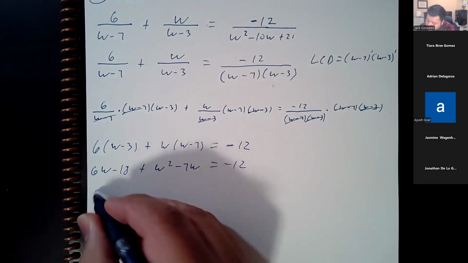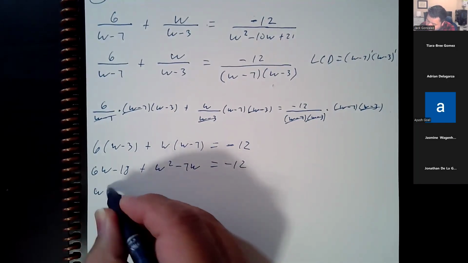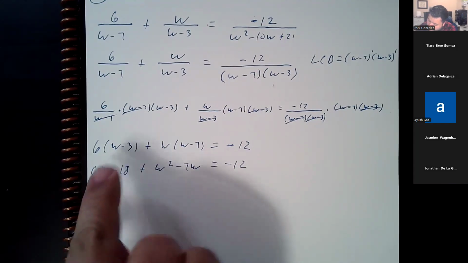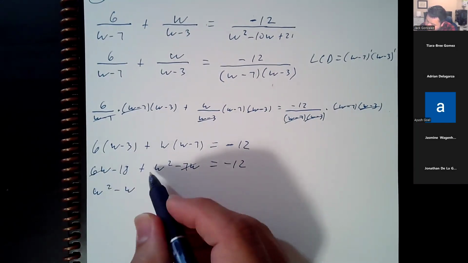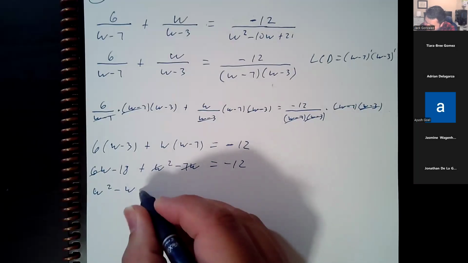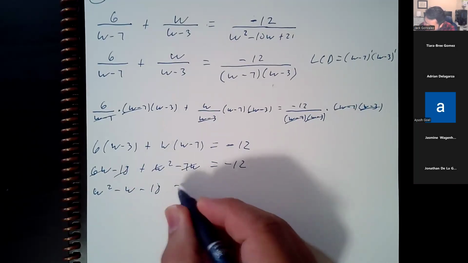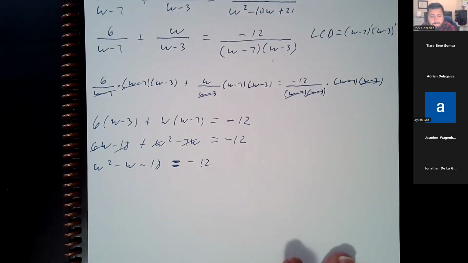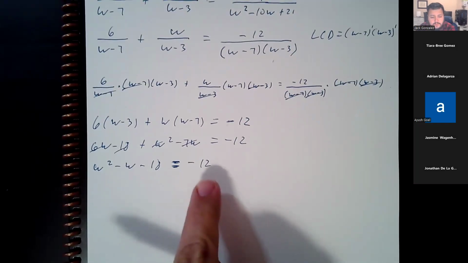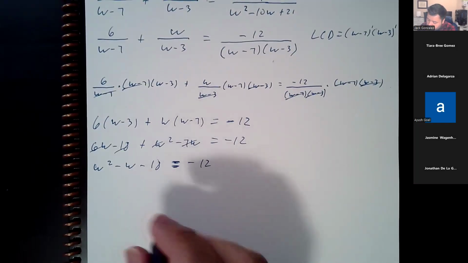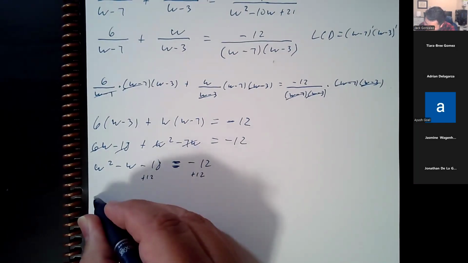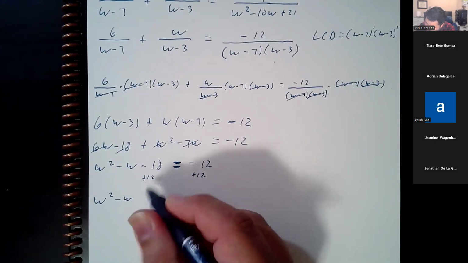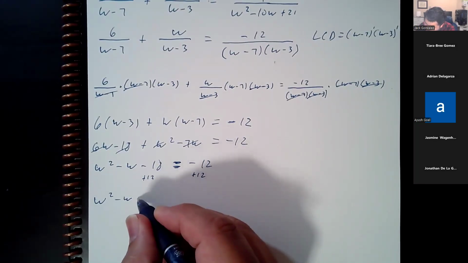Combine like terms, we're going to get, I'm going to put the w squared in front. Negative 7 plus 6, that's a negative w. Combine those. I wrote that already. Minus 18. Putting a line through the ones I already wrote down or combined. Now I'm going to add the 12 over. We get negative 18 plus 12 is negative 6.